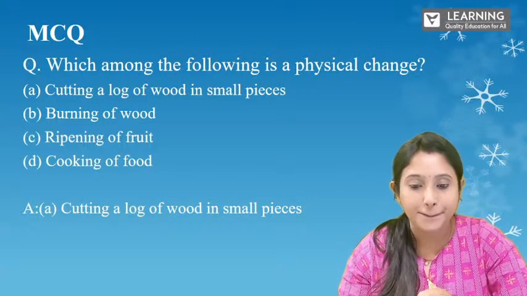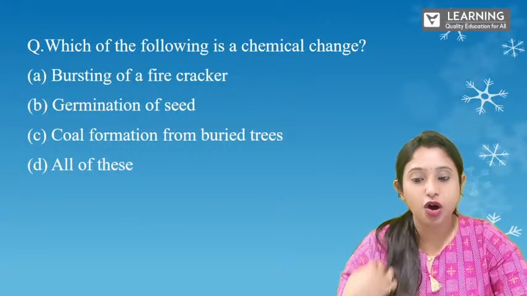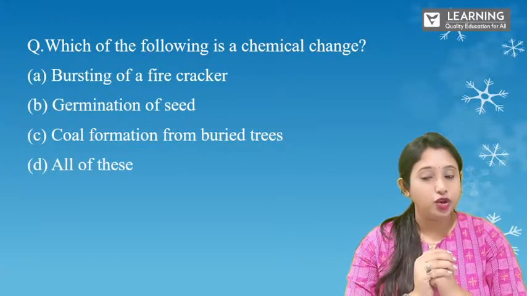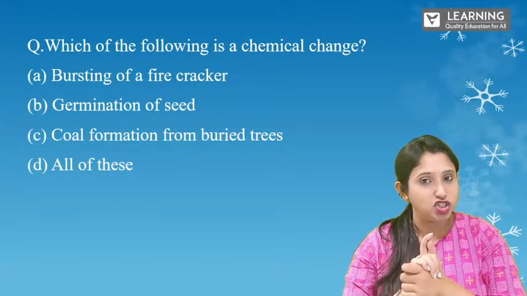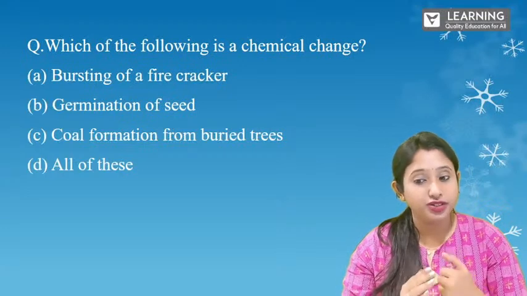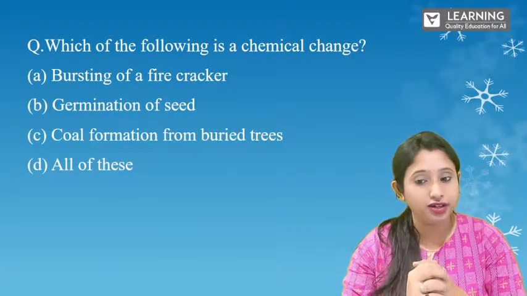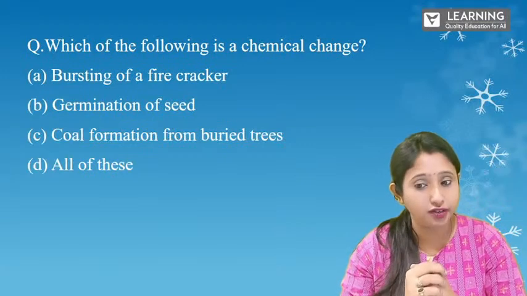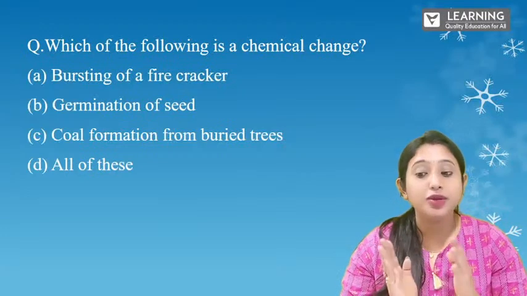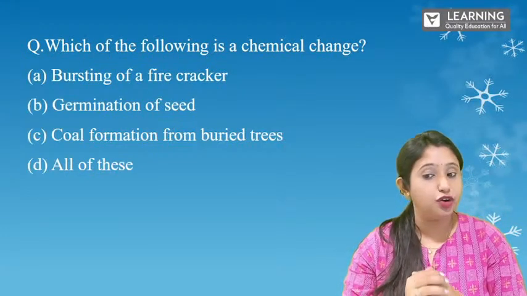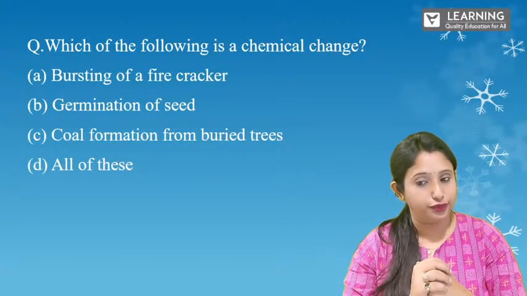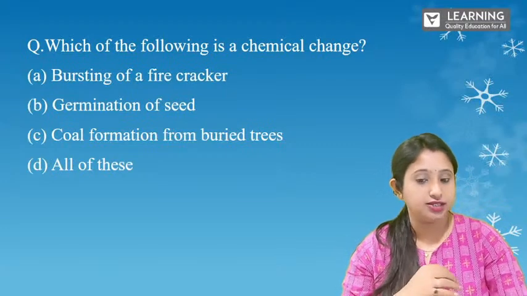Clear? Okay. Next question: which of the following is a chemical change? From here, can you identify which one is a chemical change? What are the options? Option A is bursting of a firecracker. Option B is germination of seed. Option C is coal formation from buried trees. And next is all of the above. Which one is a chemical change?